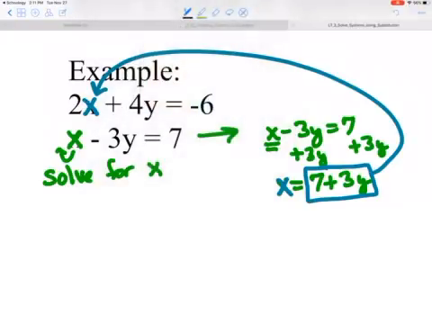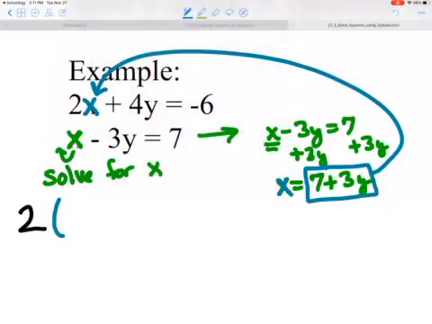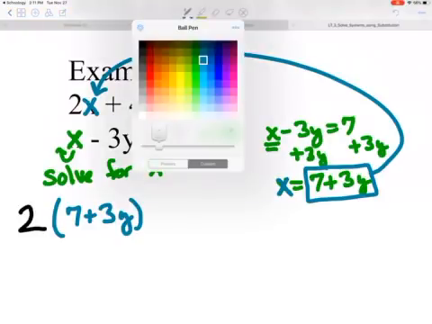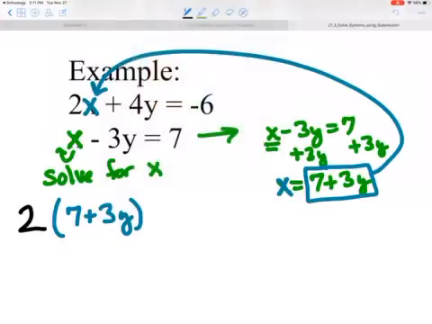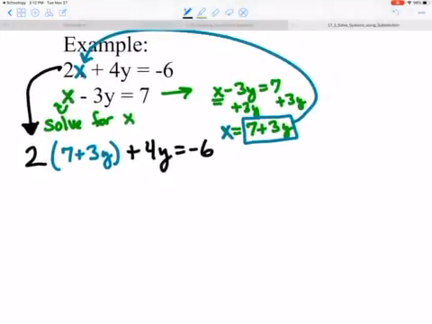So that top equation becomes 2 times, parentheses, what did I plug in for x? I plugged in 7 plus 3y. Always make sure when you plug in something for a variable, you need to put parentheses around it. So 7 plus 3y goes into parentheses plus 4y equals negative 6. So you see how I just wrote the first equation, but I substituted the x for what x was equal to in the other equation. Now that I have this, I've got one equation, one variable. I just need to simplify it.